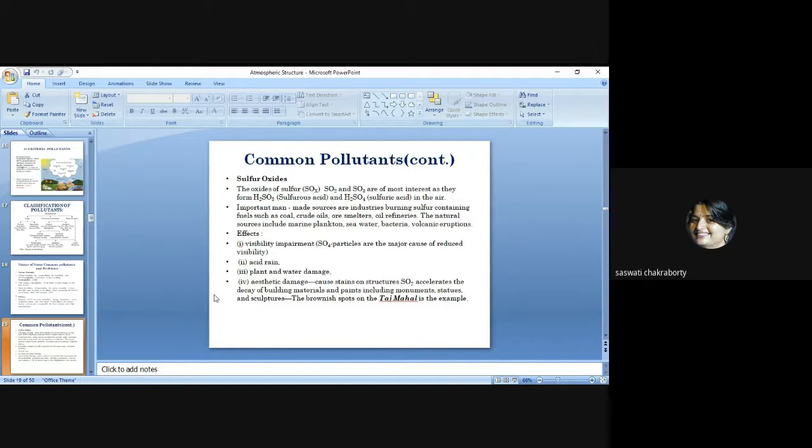into the air, and ultimately, on dissolution with water vapor, they form sulfurous acid and sulfuric acid. This sulfurous or sulfuric acid, during rain or when combined with water molecules, affects the monuments, the plants as well as the water bodies, and also affects human health. They cause visual impairment. One example is given here: this brownish spot on the Taj Mahal. The Taj Mahal is otherwise a white structure, and nowadays we can see the brown spot. It's all due to the effect of sulfur dioxide.